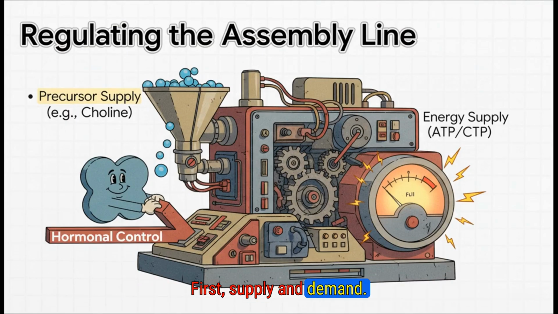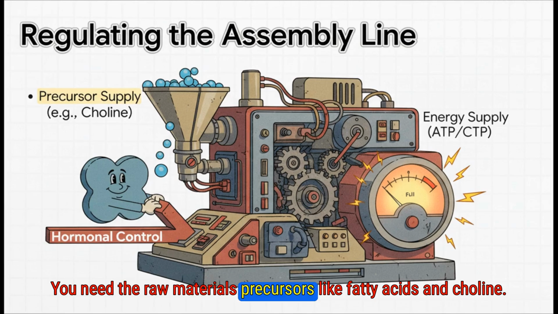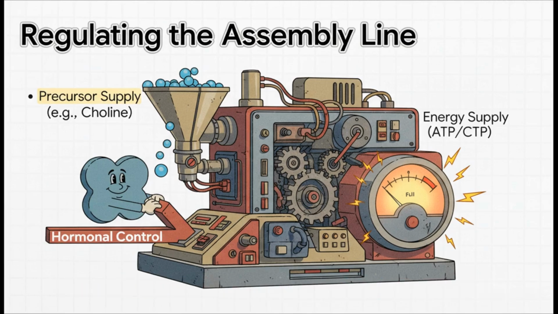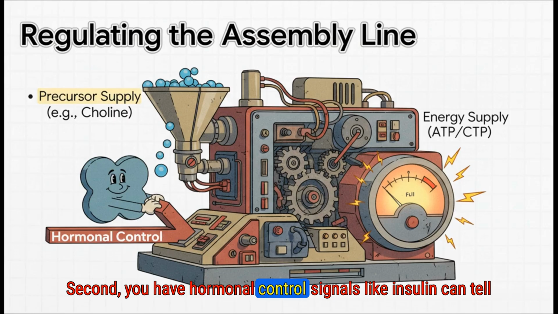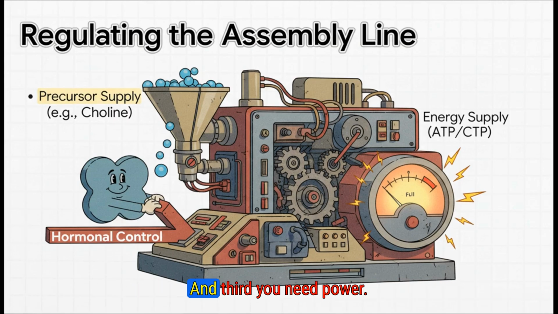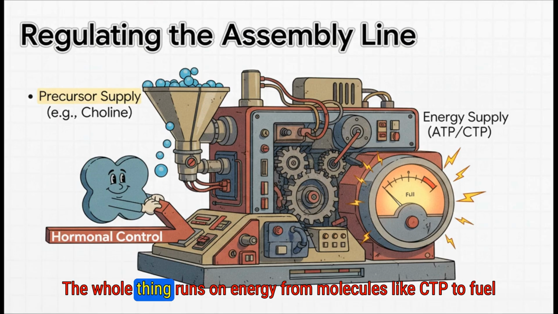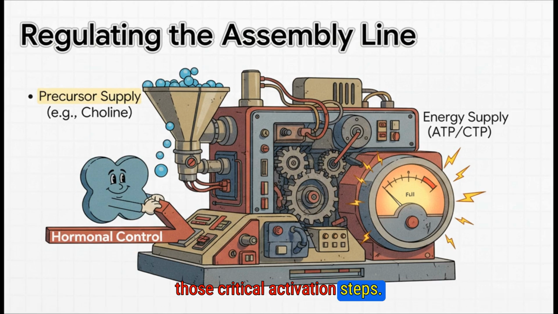First, supply and demand. You need the raw materials, precursors like fatty acids and choline. Second, you have hormonal control. Signals like insulin can tell the factory to ramp up production. And third, you need power. The whole thing runs on energy from molecules like CTP to fuel those critical activation steps.